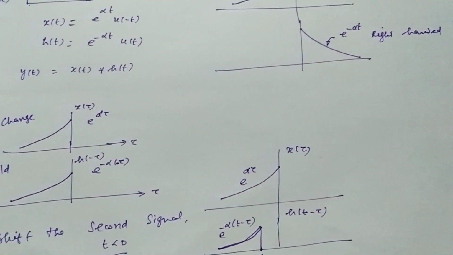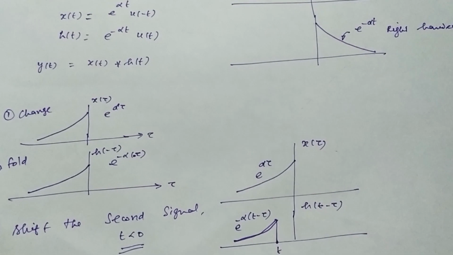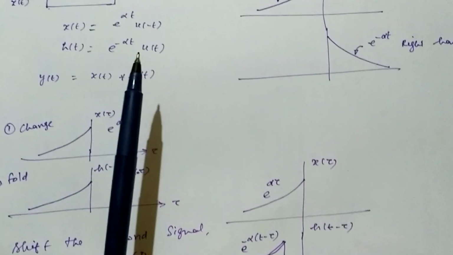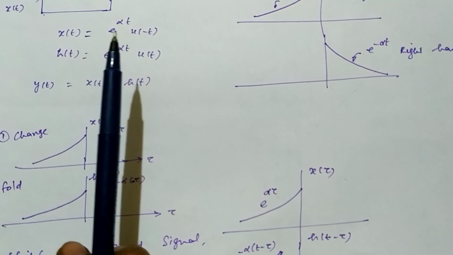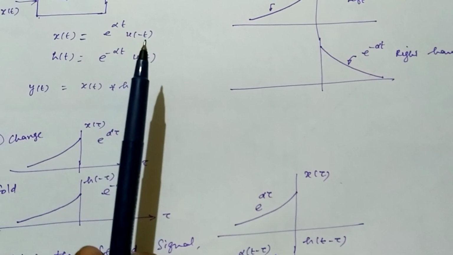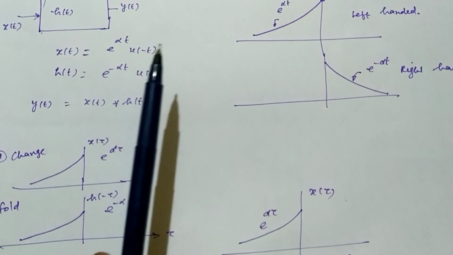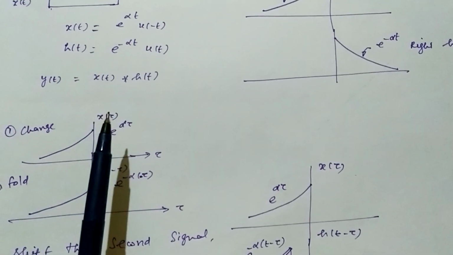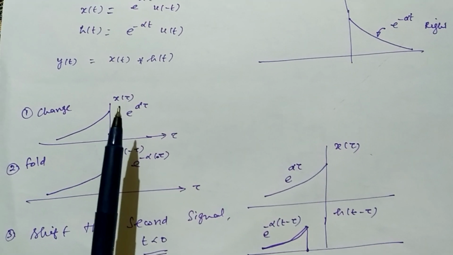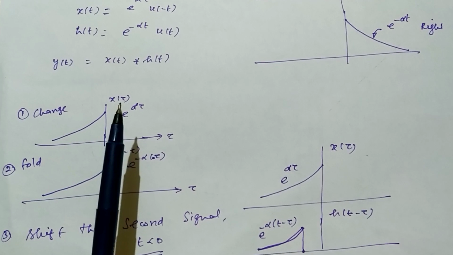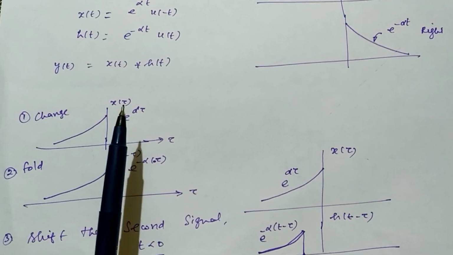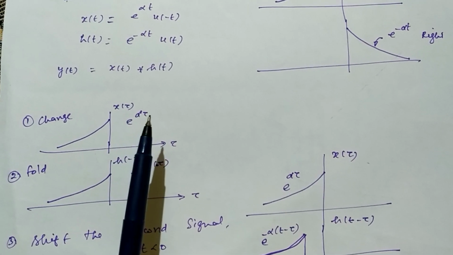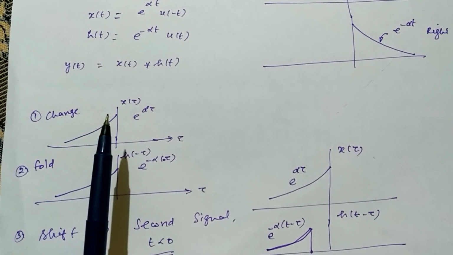So the first operation is we have to change the variable. The x of t is given as e power alpha t u of minus t. U of minus t means that the signal is present on the left side. So this first step is to change the variable. The variable is changed to tau, so x of t is changed to x of tau, e power alpha tau, which is present on the left hand side.